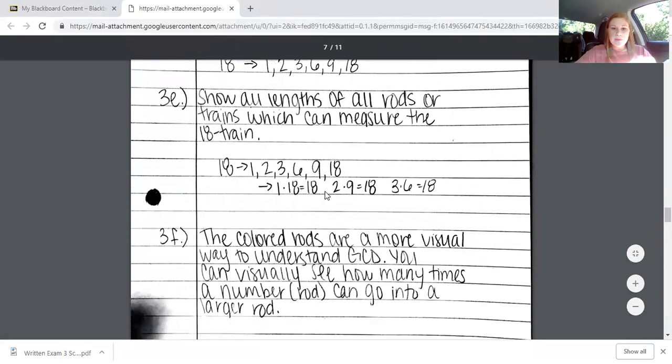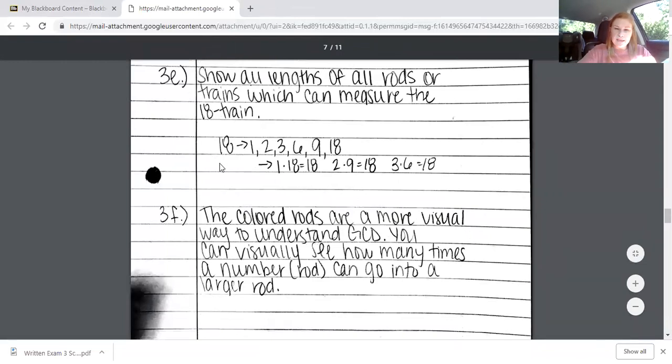3E is the same as we just did before. I just broke it down a little bit more for you. I listed all my numbers. And then I did the 1 times 18, 18 equals 18. 2 times 9 equals 18. And 3 times 6 equals 18.